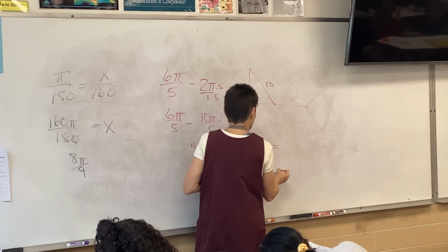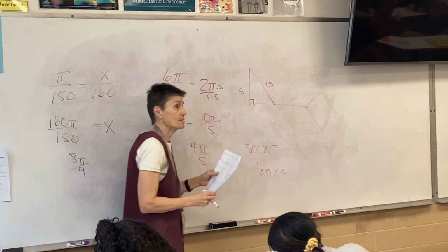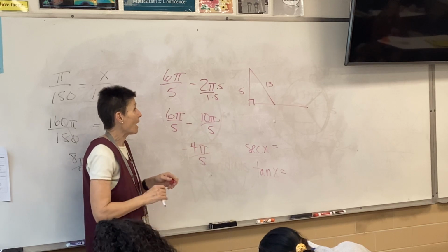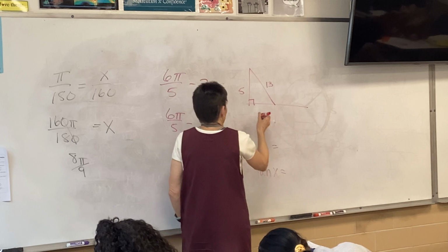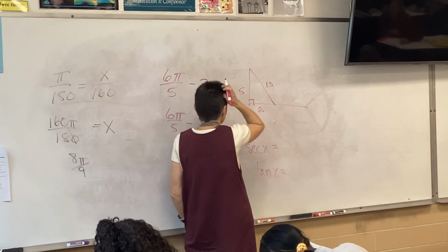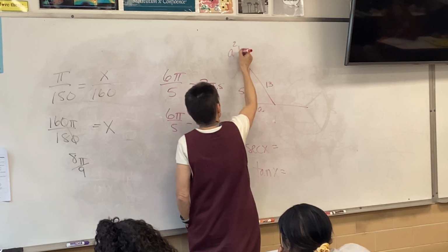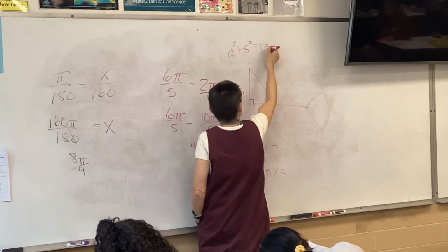Yeah, we need the other side, don't we? Are we going to need the other side to answer the question? So how do we find the other side? What's it called? Yeah, Pythagorean theorem. So a squared plus 5 squared is 13 squared.